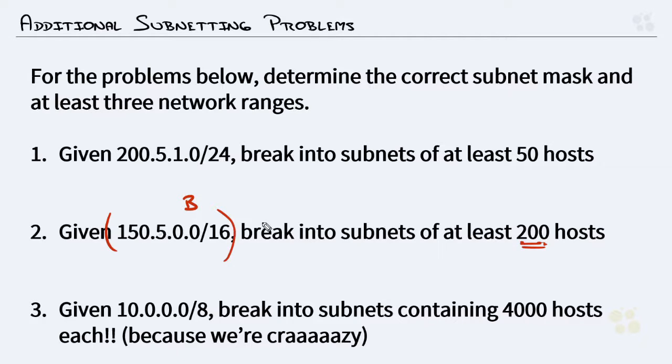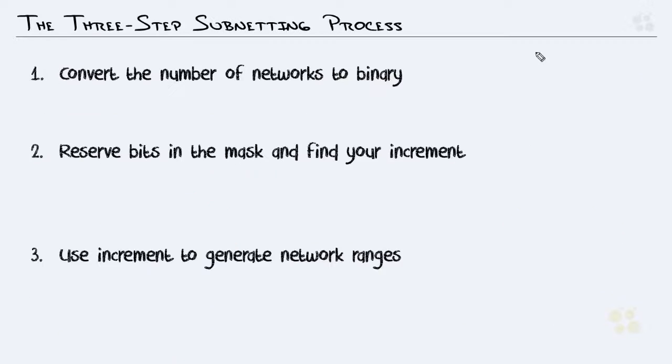So break it into 200 hosts, not 2,000 hosts. You good with that? Let's write it up: 150.5.0.0/16, 200 hosts per subnet. Cool. All right, so convert the number of hosts to binary. We've got 200.